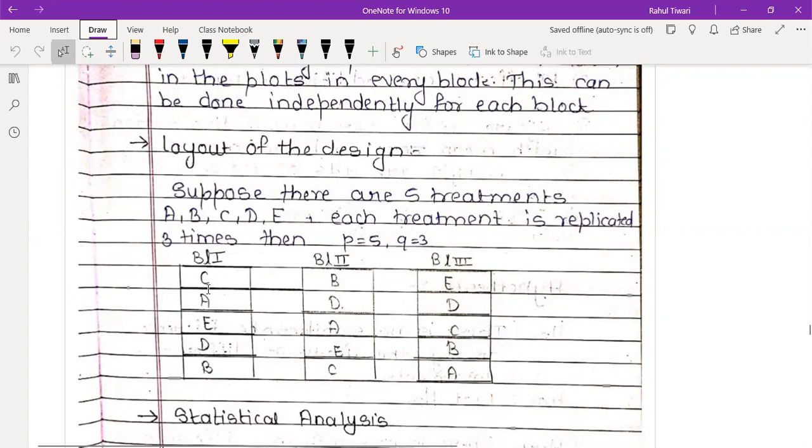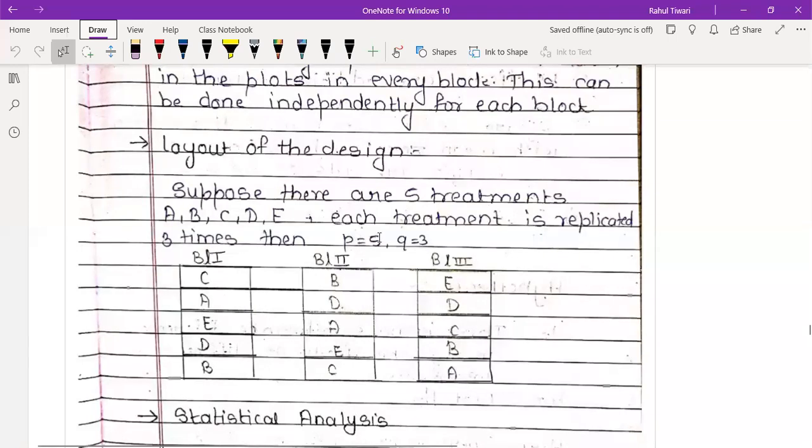But now they are repeating in blocks. That is important. Before it was like this, but now they are repeating in blocks. So we have formed a block which is homogeneous. That is one criterion. And here we have treatments A, B, C, D, E like that. Similarly here A, B, C, D, E, and similarly here A, B, C, D, E.